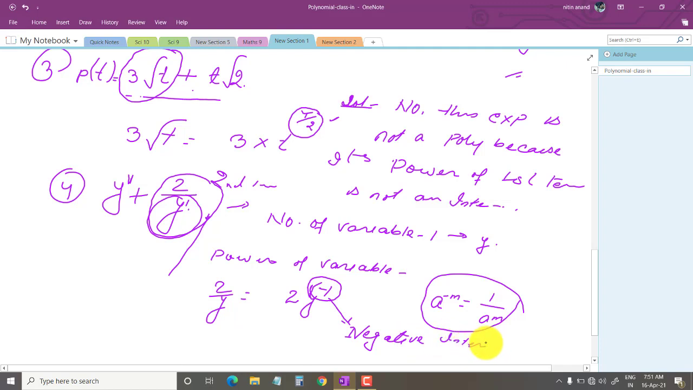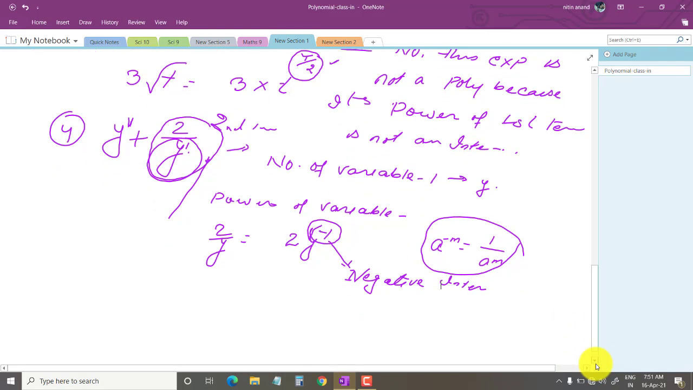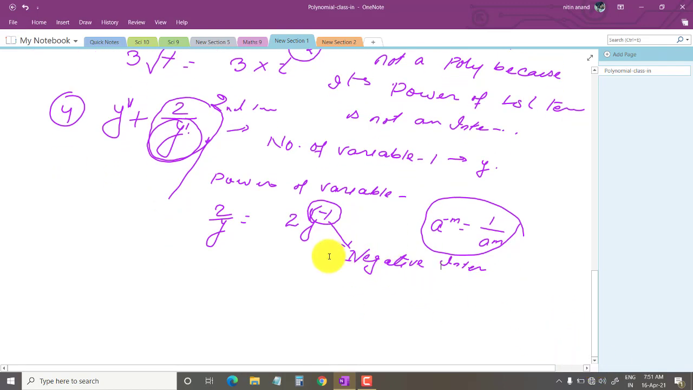But the condition should be a non-negative integer, that means it should be a positive integer, but here it is a negative integer. So for all these situations, we conclude that question 4 is not a polynomial. Why? Because in this term the power is not a non-negative integer.